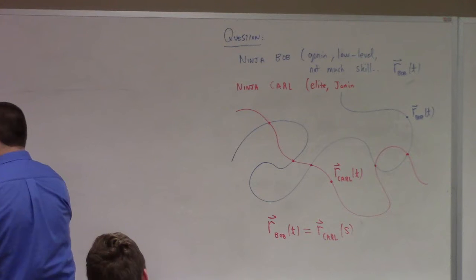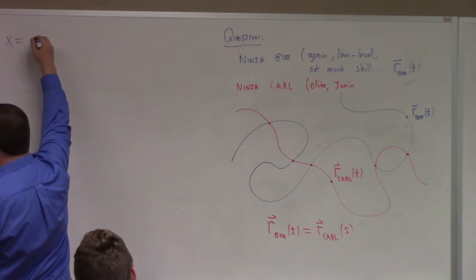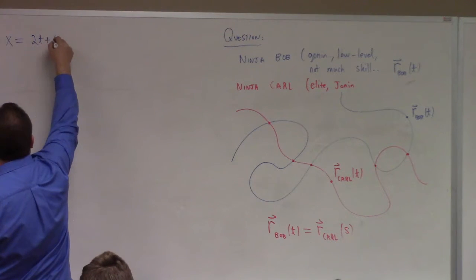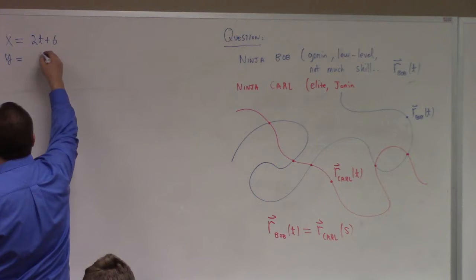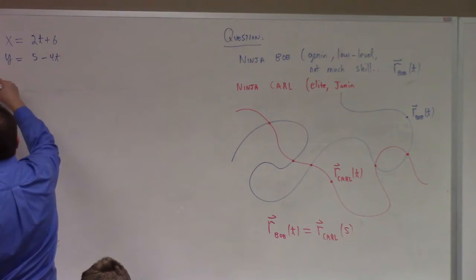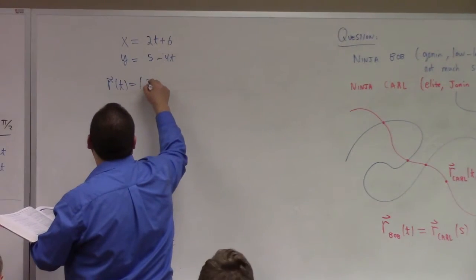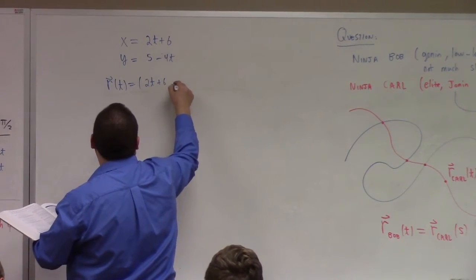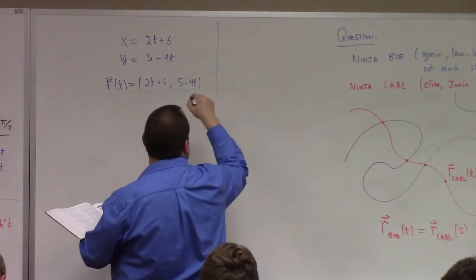So you have two particles, ninjas. One is x equals 2t plus 6, and the y is the same. These are the x and y parameters for one thing. I'm writing these collectively: r of t equals (2t plus 6, 5 minus 4t). So maybe that's, let's say, Bob.